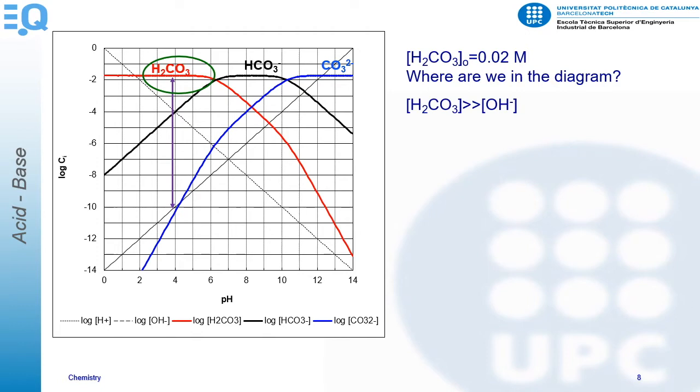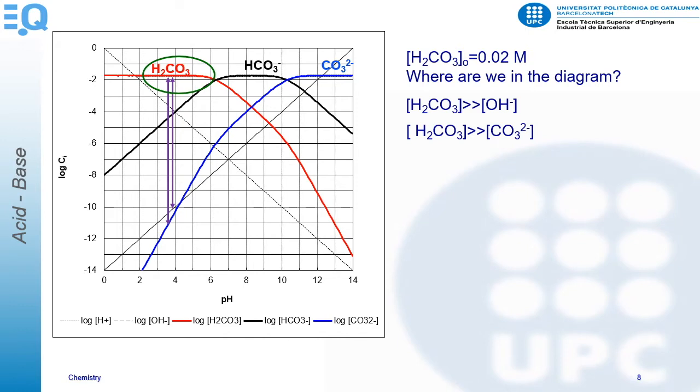The carbonate species, the blue line, and the hydroxide anion are far below this line. Therefore, they can be eliminated from the charge balance. Now let's see the mass balance.